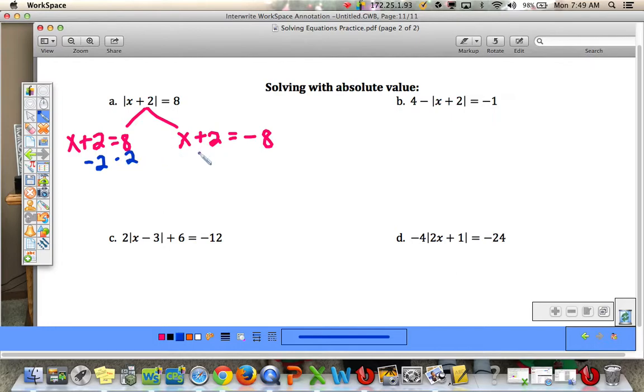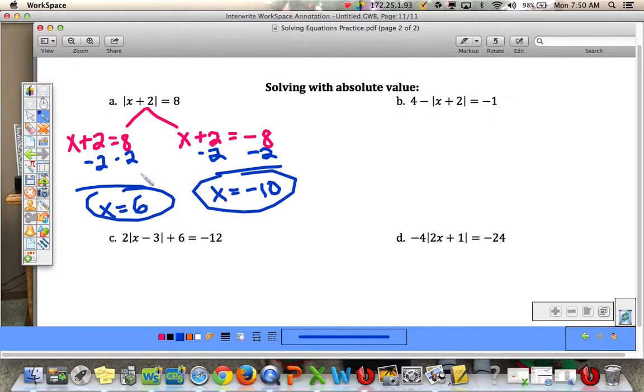We'll subtract 2 from each side. And there's two answers, x equals 6 and x equals -10. And the reason, again, why there's two answers is because -10 plus 2 is -8, and the absolute value of -8 is 8, its distance from 0, and then 6 plus 2 is also 8. So when you're solving an absolute value, do split it up, but only when you get the absolute value by itself. So let's take a look at B right here.